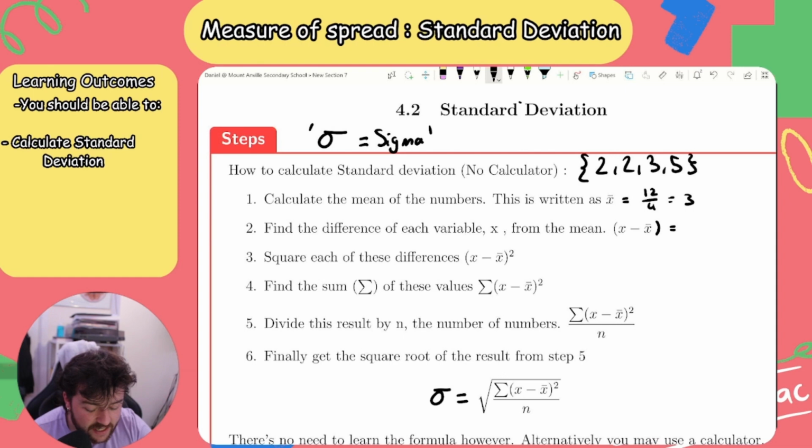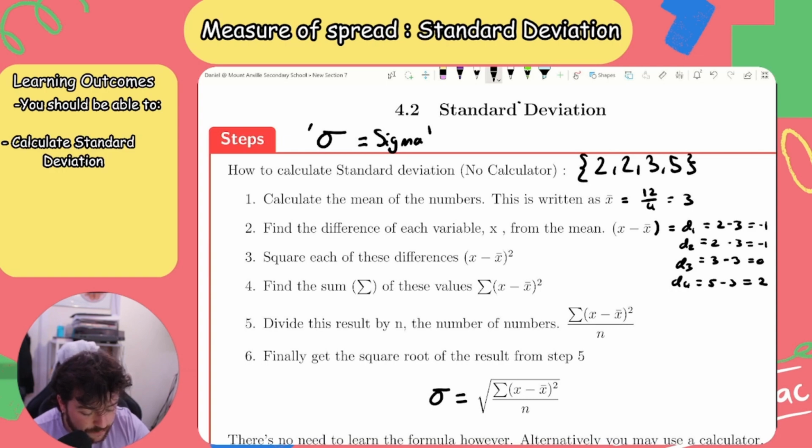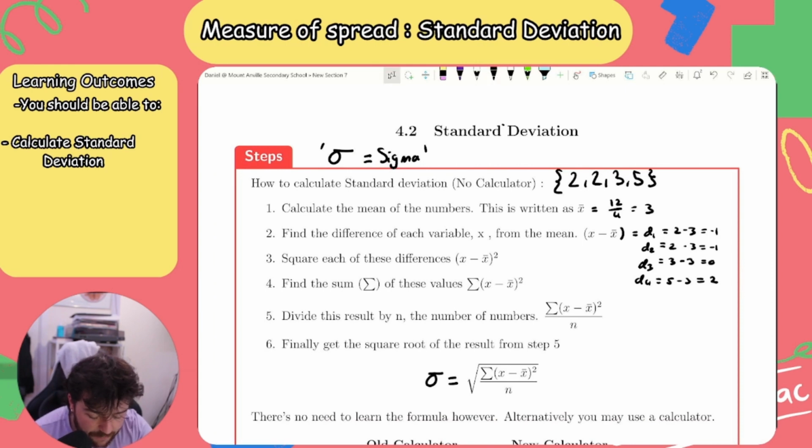Next step, I find the difference of each variable from the mean, so I find x minus the mean for all of them. I have 4 numbers, so it's going to be 2 minus 3, which is minus 1; 2 minus 3, which is minus 1; 3 minus 3, which is 0; and 5 minus 3, which is 2. Next, step 3, square each of these numbers. Minus 1 squared is 1, minus 1 squared is 1, 0 squared is 0, and 2 squared is 4.